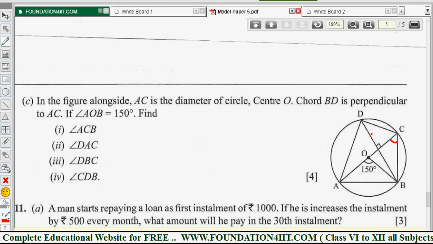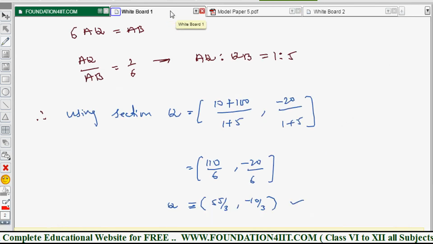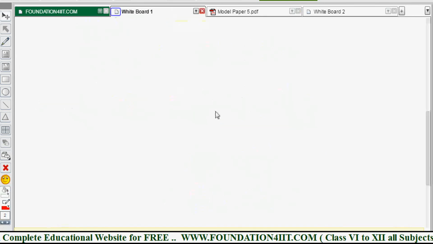And DAC, this angle. And angle DBC, right? DBC. This angle also find out, angle CDB. These 4 angles you need to find out. So just for this, you'll use the angle at the circumference is equal to 2 times angle at the center, that rule, and angles subtended by the same arc in the same segment are equal. These two properties only apply to solve this. Let me draw the diagram and show.